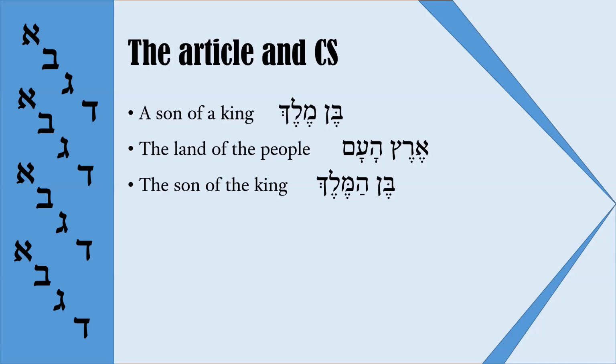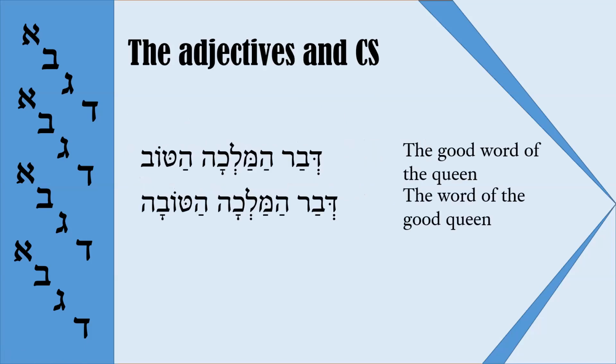Yes. Can we also say that Ben is in the construct form? Of course, that's why we cannot put the article. Yes, there is a difference in the vowel. In the construct form it has a segol. But Eretz is the same in both forms. Okay, so let us continue.